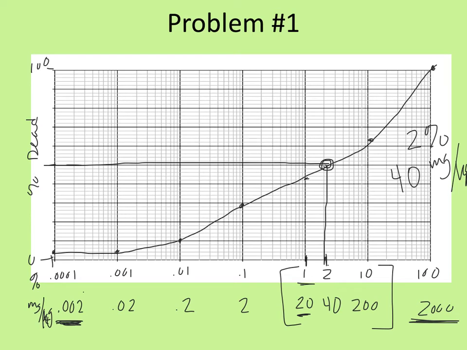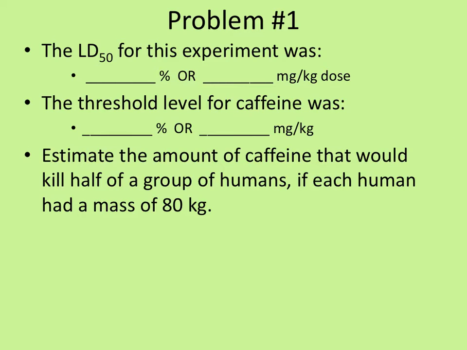Additionally, we should also look at where the threshold is. The threshold is where we actually start to see an increase. We had the same mortality here, and then after that it starts to go up. So this is our threshold level, 0.001 and 0.02. So in conclusion, we had a 2% LD50, which is the same as 40 milligrams per kilogram. So if you feed this particular population, 2% killed half of the group, or 40 milligrams per kilogram. The threshold level, where after that we started to see an increase in mortality, was 0.001% concentration, or 0.02 milligrams per kilogram.